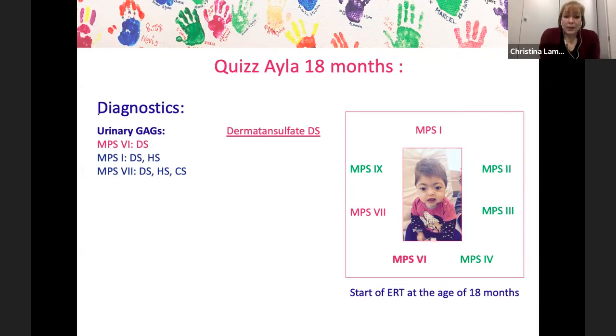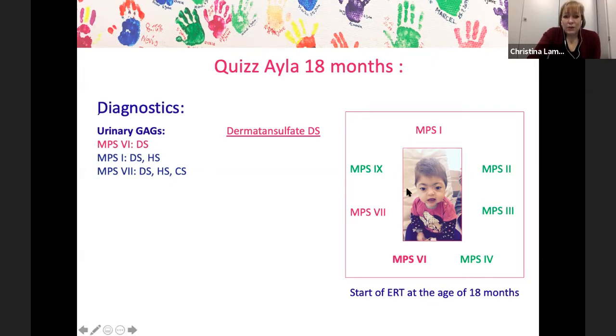So in MPS 1, you have heparan sulfate, so it means it might be that cognitive involvement is present, but we have also MPS 1 patients that have, although storing heparan sulfate, no cognitive involvement. So it means heparan sulfate could lead to a cognitive involvement, but it doesn't mean that it is always like that. But if the patient is excreting only dermatan sulfate, MPS 1 and MPS 7 is actually unlikely.